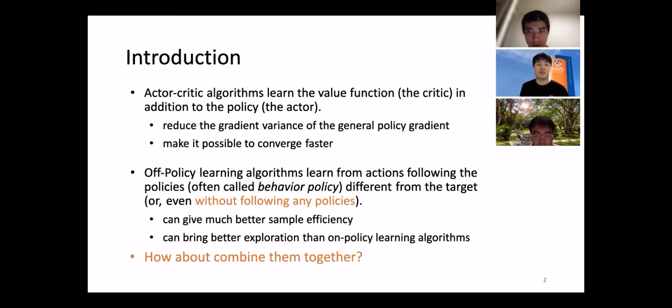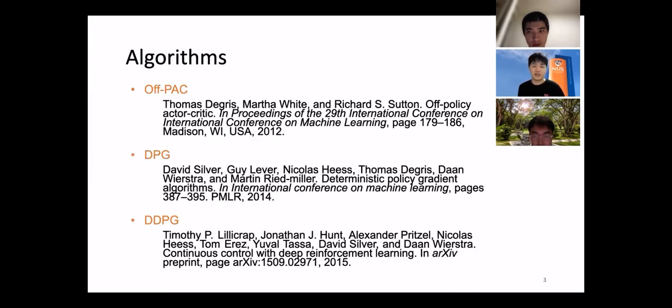So how about just combining them together? This is what interests us most. In this part, we are going to talk about 3 algorithms. The first one is the vanilla version of the off-policy actor-critic algorithm. The second one is the deterministic policy gradient. And the last one is the deep version of the deterministic policy gradient.